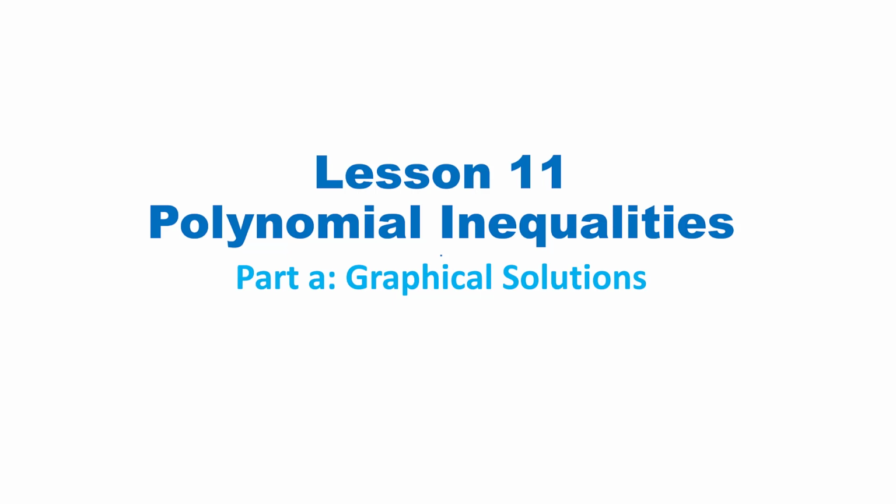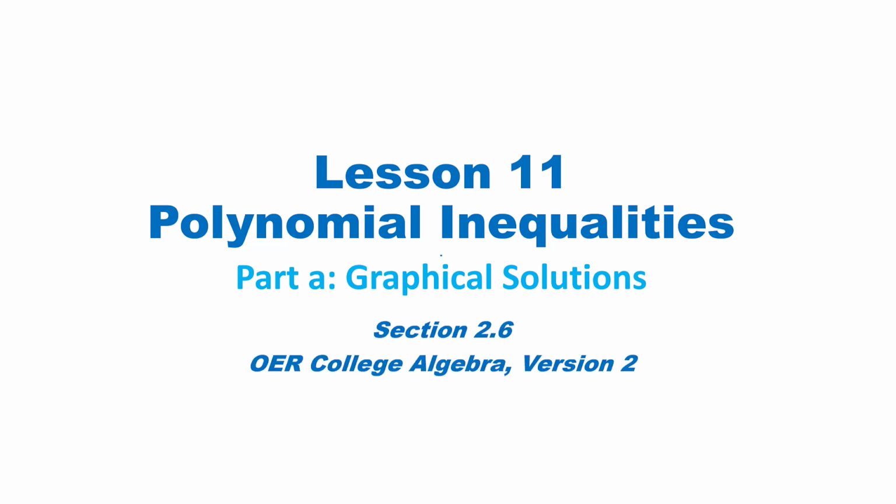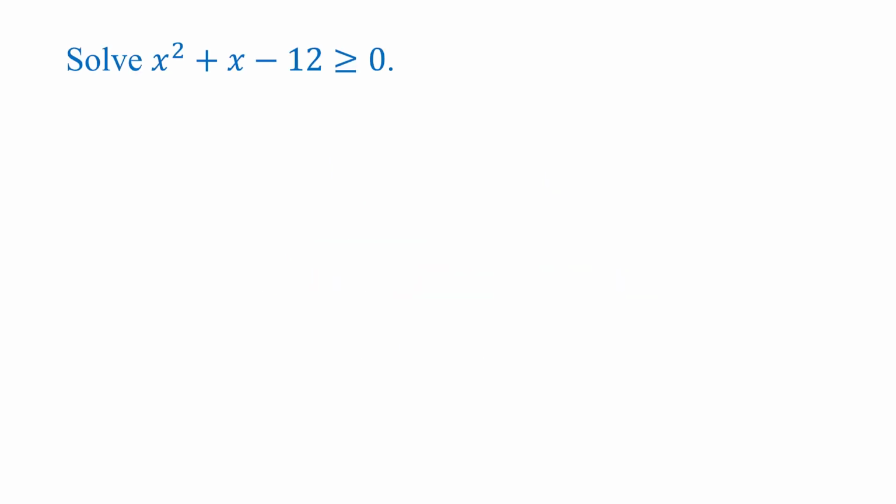In Precalculus Lesson 11, we will be solving polynomial inequalities, beginning with finding graphical solutions. This is section 2.6 in the college algebra textbook, and let's begin by solving x squared plus x minus 12 is greater than or equal to 0. So the first thing I'm going to do is give that x squared plus x minus 12 on the left side of the inequality the name f of x.